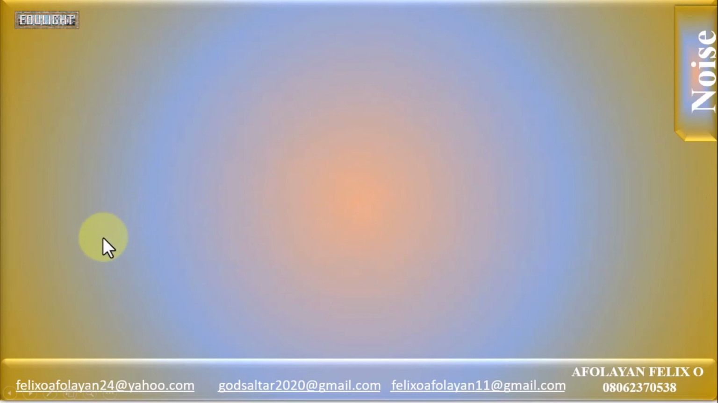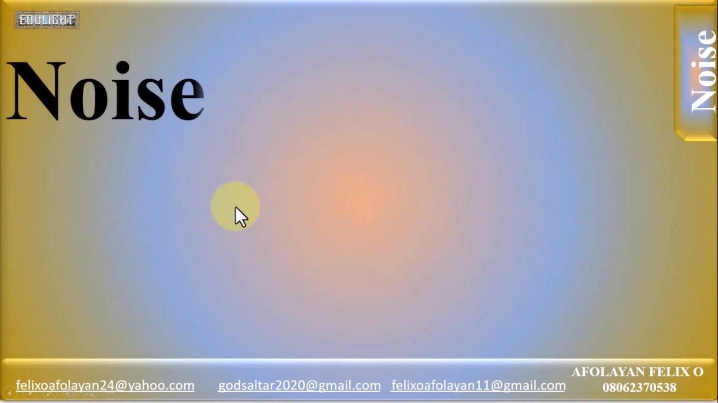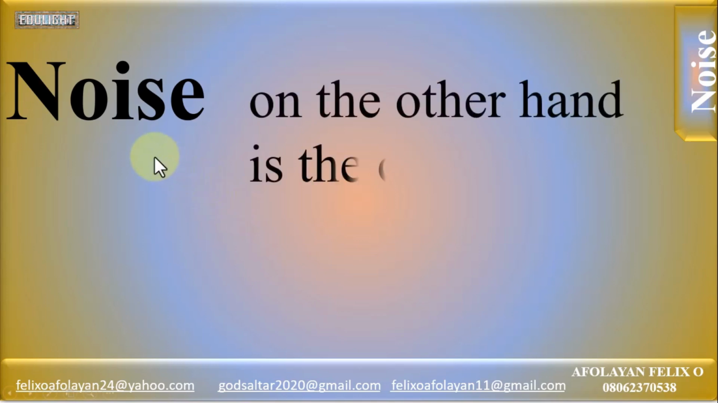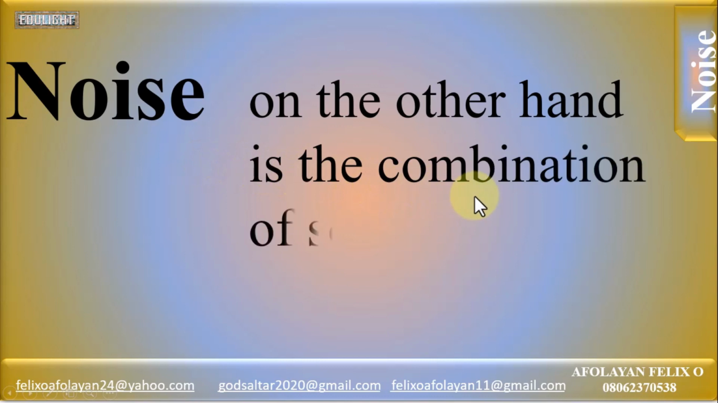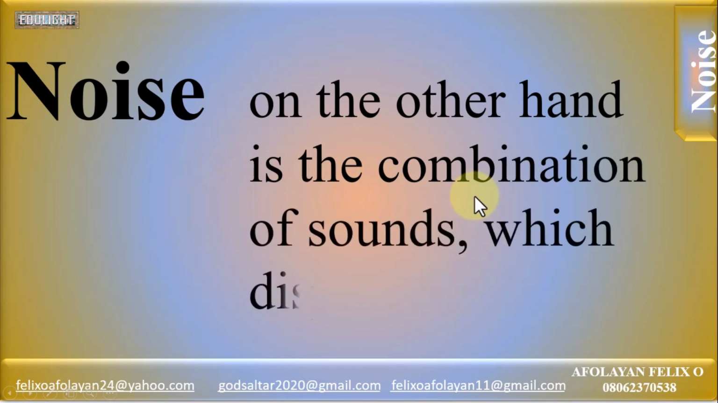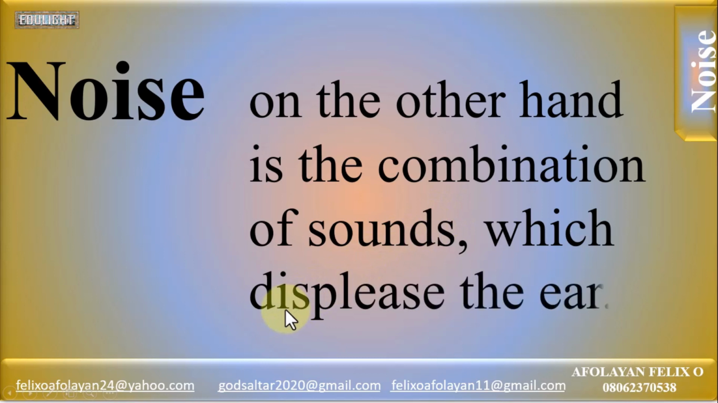Now, looking at noise on the other hand, it is the combination or arrangement of sound which displeases the ear, which is not pleasing to the ear. So one man's music is another man's noise. Just like when children are playing with things, to them it's music, but to the adult that is listening to them, it is noise. So one man's music is another man's noise.